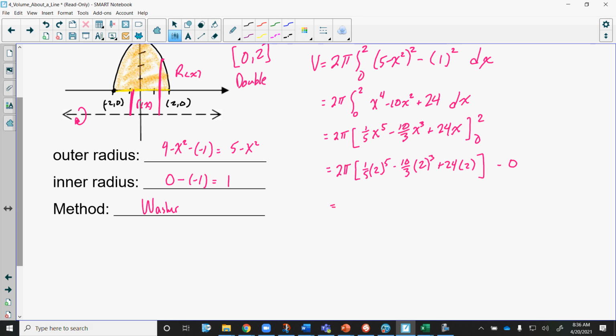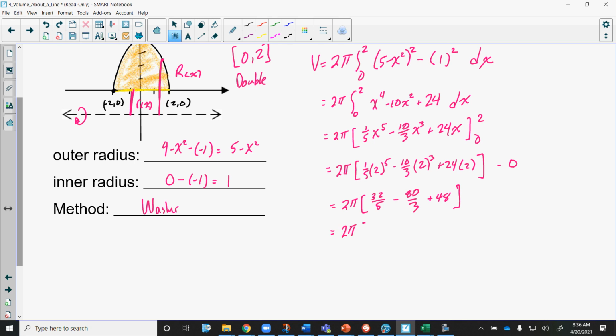So 2 to the 5th power is 32. So that's just going to be 32/5. And then we're going to get 8 times 10, which would be 80. And 80 over 3 doesn't simplify. And then 24 times 2 would be 48. And let's go ahead, we'll just say plus 48 here, because we have to get a common denominator of 15.